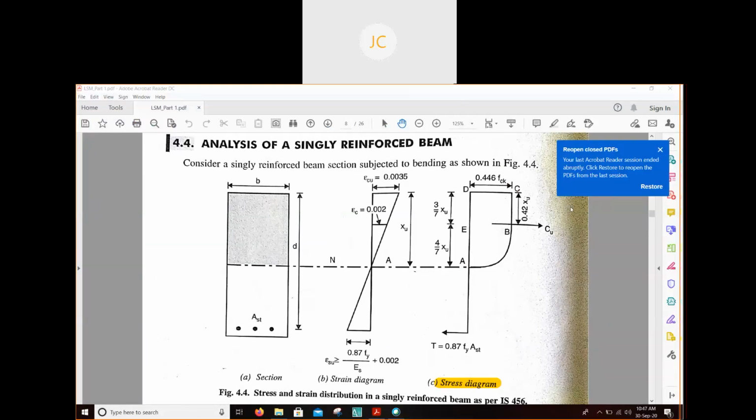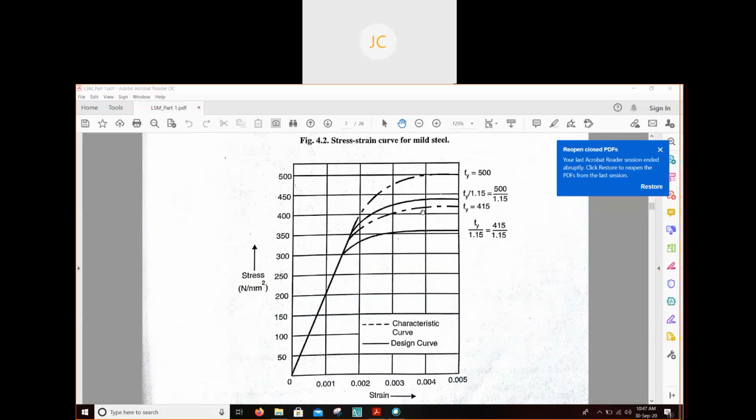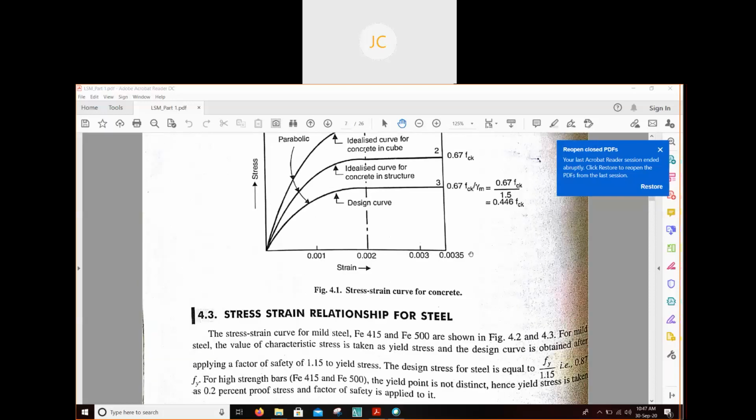Okay, so I was explaining this diagram, which you can see in IS 456 also. This is our strain diagram, which is exactly the same as in working stress. That means at the neutral axis the strain is 0. Above the neutral axis are our compressive strains, and below the neutral axis are our tensile strains. According to IS 456, the maximum strain in concrete is 0.0035. You can see here, this is the maximum strain, 0.0035.